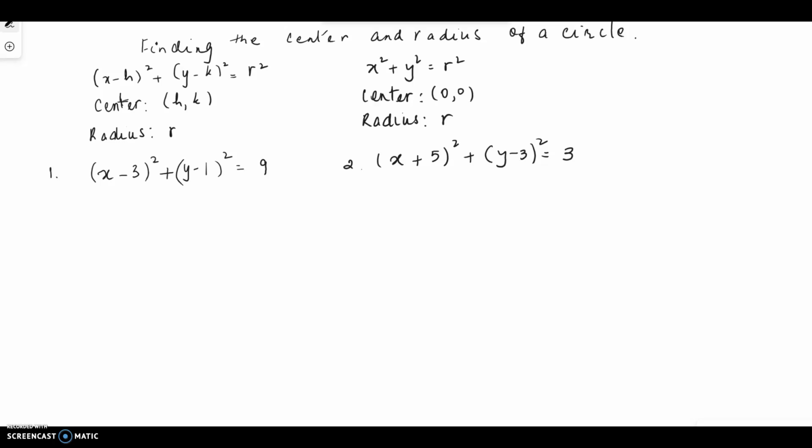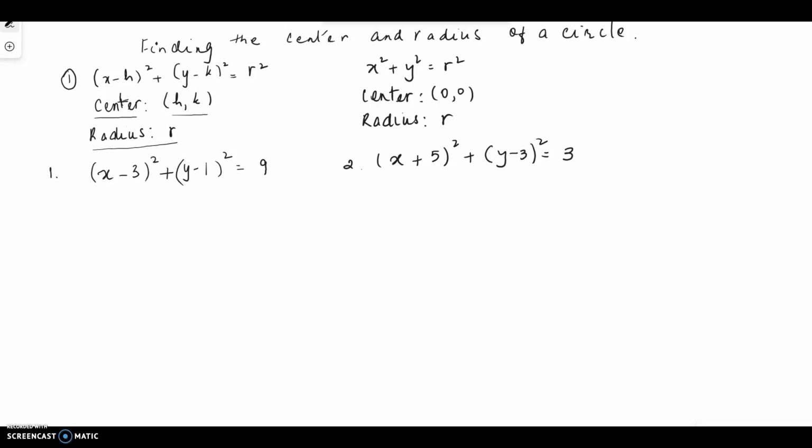Now, in order to find the center and radius of a circle, we need to know the different forms in which you will see the equations of a circle. One is the standard form, so that's the first one. (x − h)² + (y − k)² = r². The center of this circle is (h, k). The coordinates of the center are h comma k, and the radius of this circle is r.